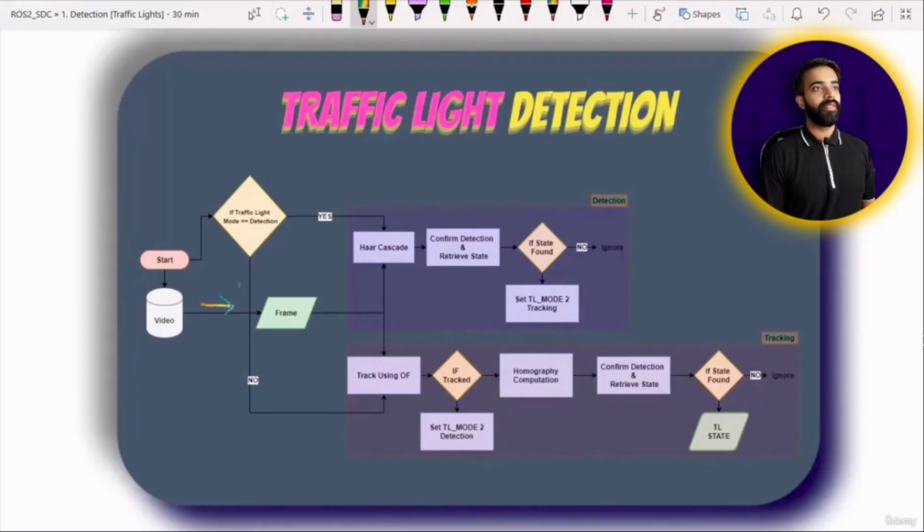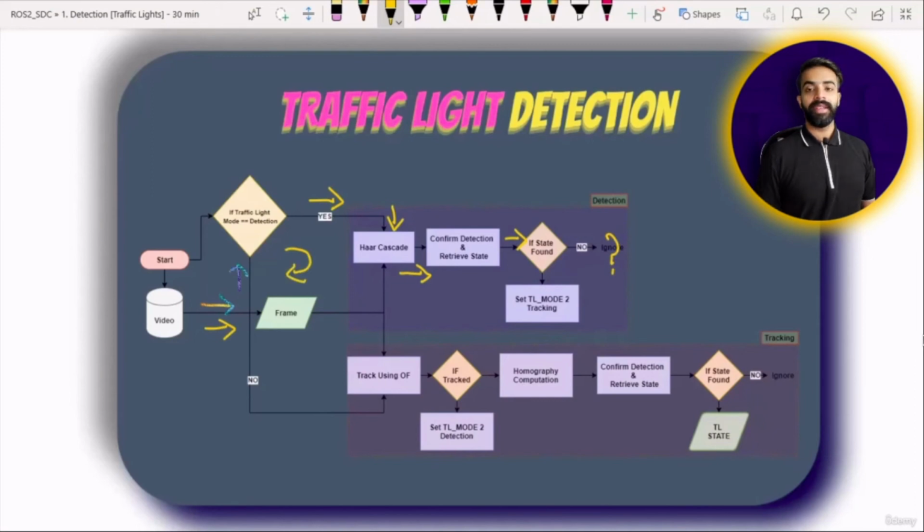Then we check for the mode of the traffic light detection algorithm, which is initialized to detection. Then, once in the detection stage, we check for the available traffic light by using the trained Haar cascade algorithm. If found, we pass it on to the confirmation mechanism that, once confirmed, retrieves the state of the traffic light. Otherwise, the next frame is extracted and the detector is applied once again.